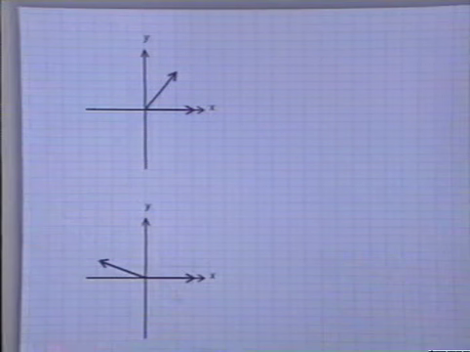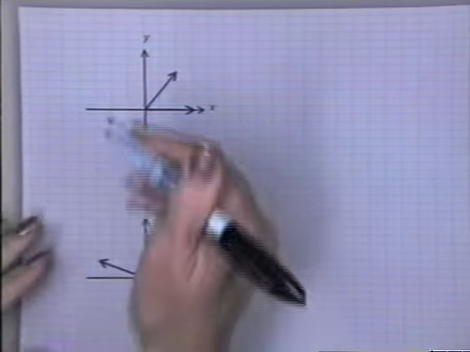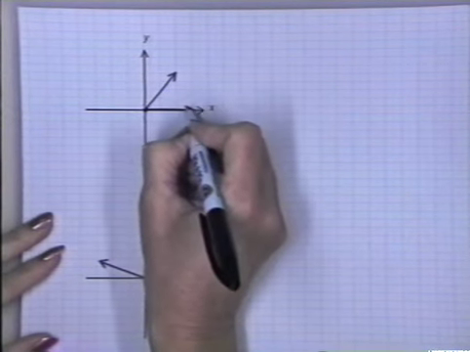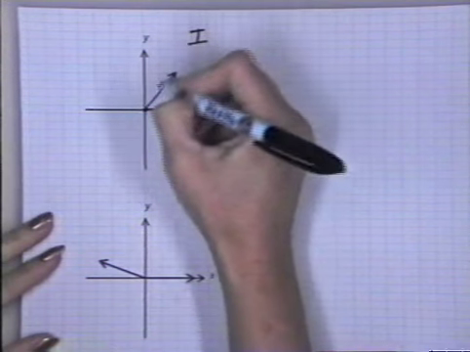In this lesson, we're going to look at the quadrant of the terminal side of an angle in standard position and see how the quadrant of the terminal side determines whether the trig function for the angle will be positive or negative. We'll start with an angle whose terminal side is in the first quadrant. Let's label this quadrant 1.